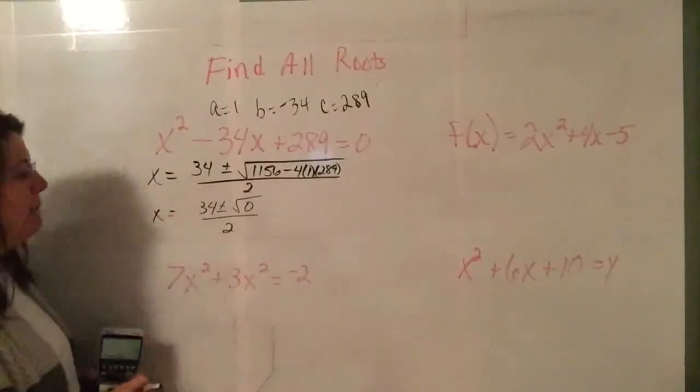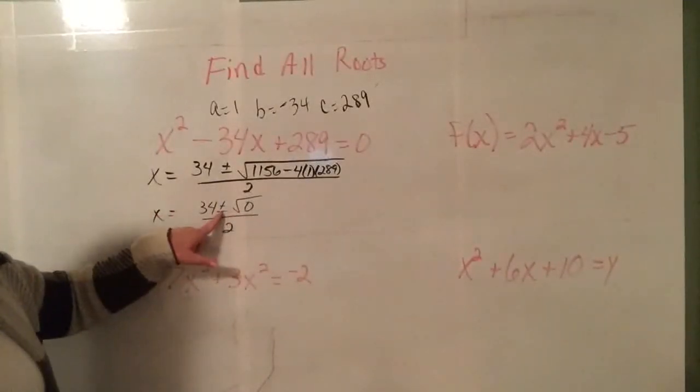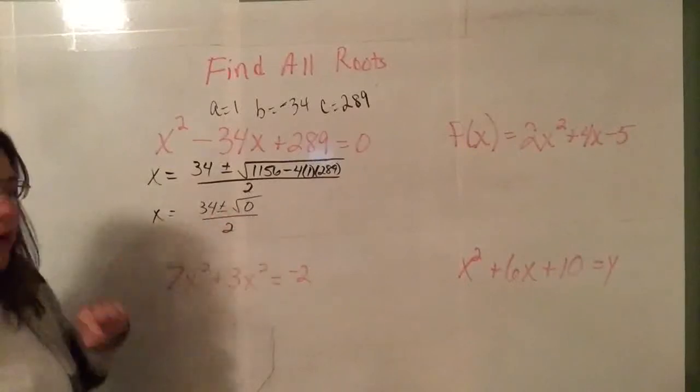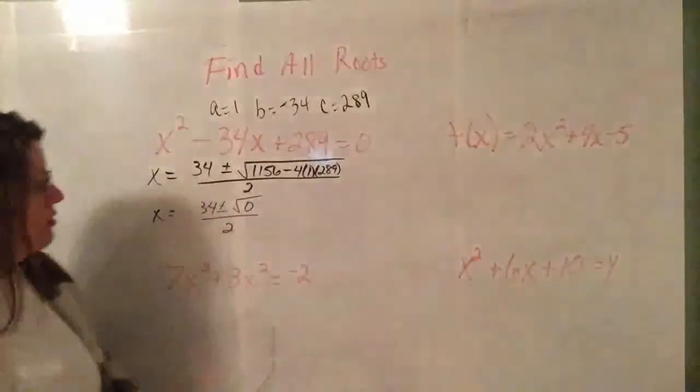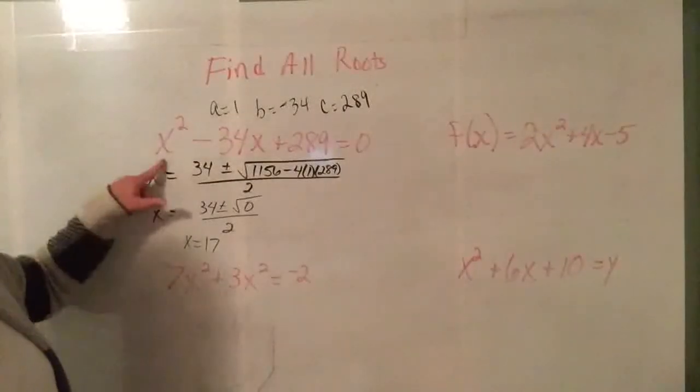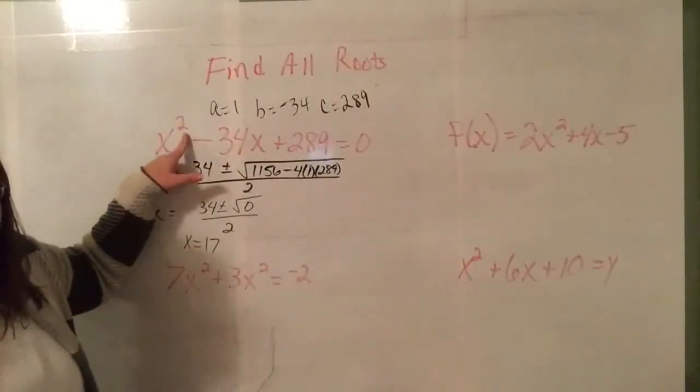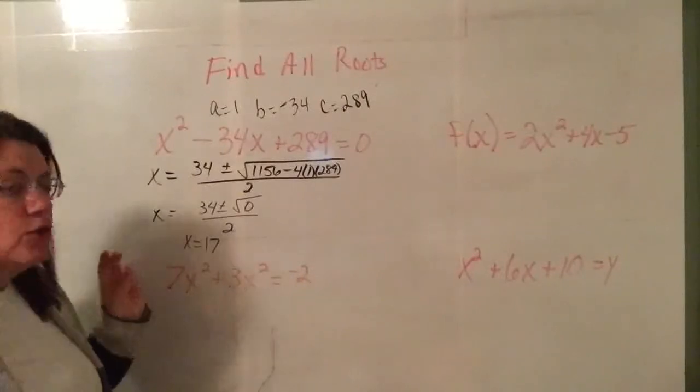When that happens, notice this plus or minus is just plus or minus 0. So if you look at that, really this one only has one answer. Now, we learned that when we have a quadratic equation and the exponent is a 2, we have to have 2 roots.